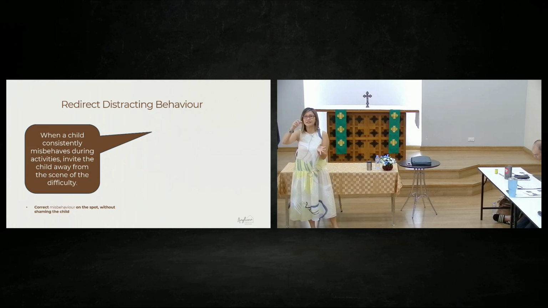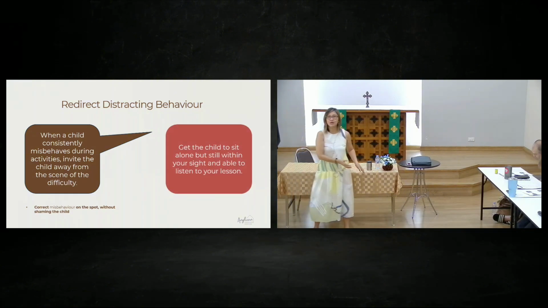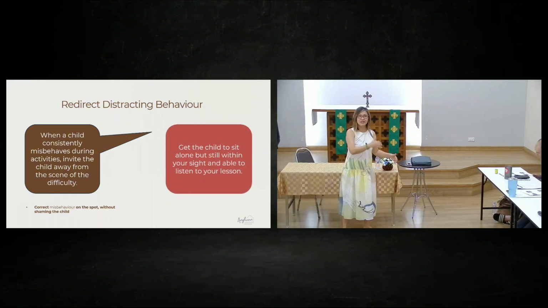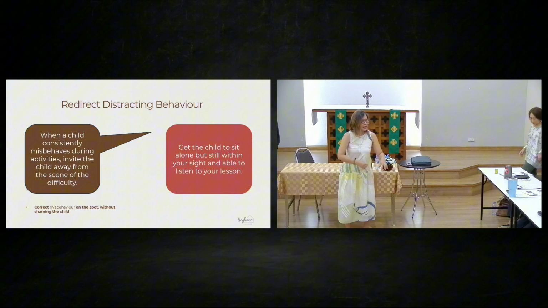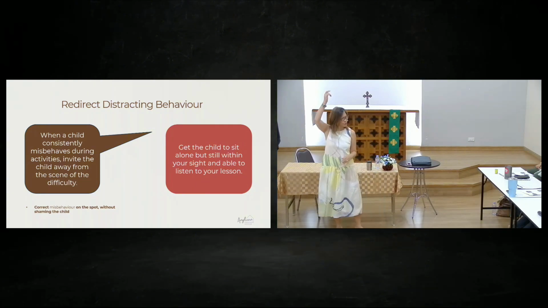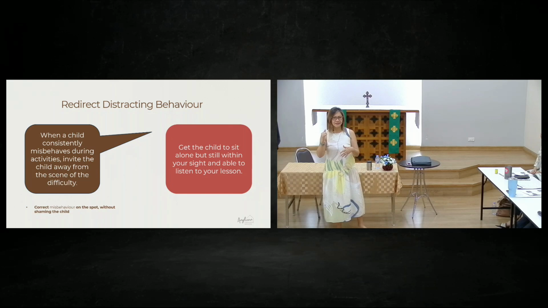Next. When a child consistently misbehaves during activities, invite the child away from the scene of the difficulty. Get the child to sit alone. When you invite the child, with 5-year-olds it is quite common that when you're trying to do something they start to fidget, and when they are not invited to answer, they answer. And then we need to invite them, but we invite them and then what do we do with them?